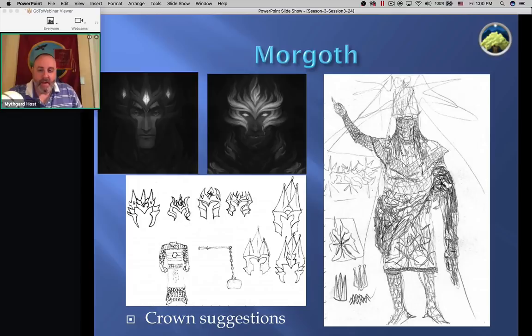How inhuman would we want him to look as Morgoth? Especially in the post-Ungoliant stage of things, right? After he's been rescued and he's been burned, you know, his hand has been burned. We want his humanity to kind of decrease over time, right?